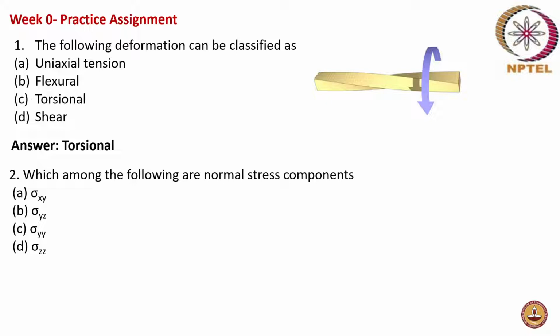So, stress is a tensor. Tensor means it has two directions associated with it. One is the direction of the normal perpendicular to the plane, and the other is the direction of the stress itself. So, based on that you have different stresses. So, which among these are normal stresses?